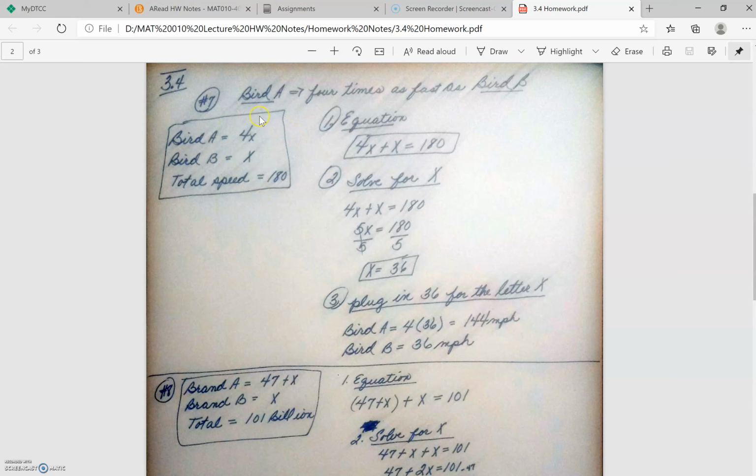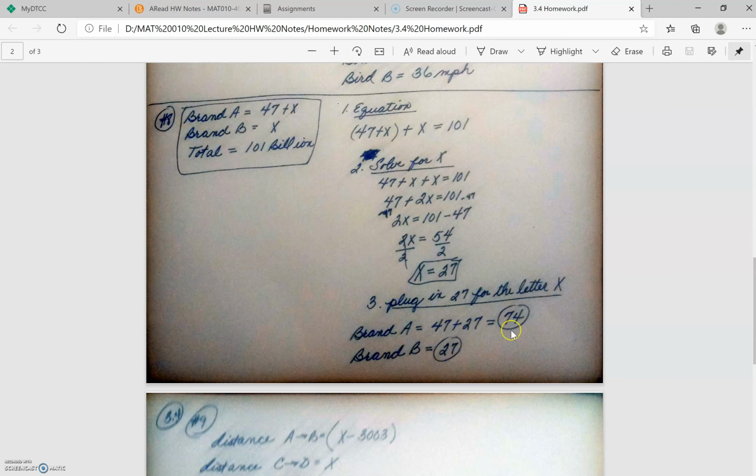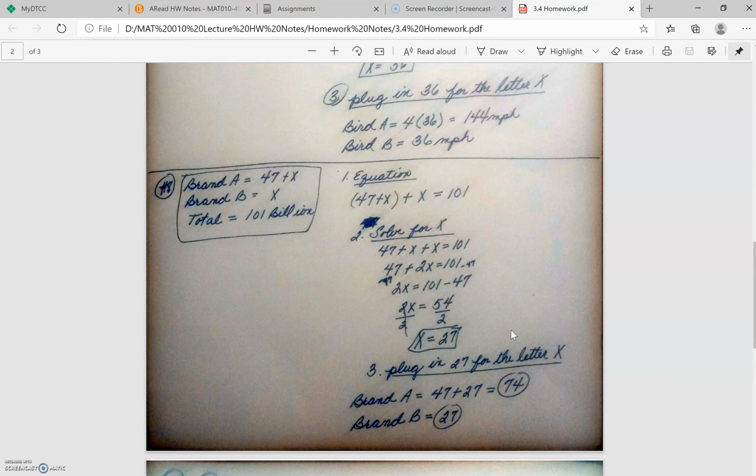Now, if you go up here, we need to plug this stuff in so we can find out the values. So for bird A, you would take 4 times your 36, which you can see I've done down below. So bird A, it's 144 miles per hour. And then bird B, you just plug in the 36 for that letter there, and bird B is 36 miles per hour. Now you'll find when you go to number 8, it's the same exact process.